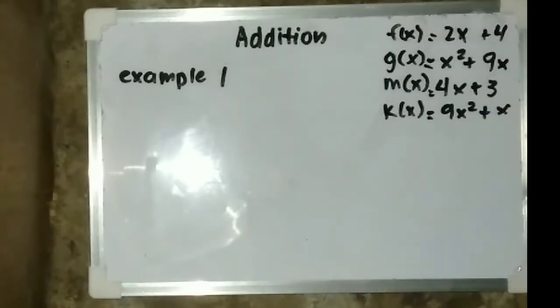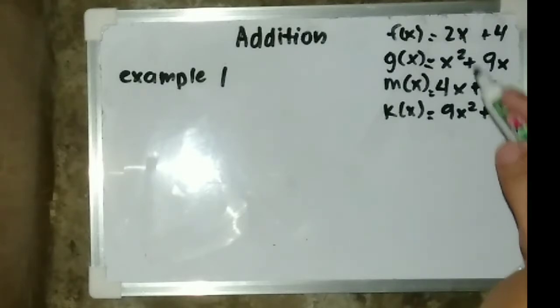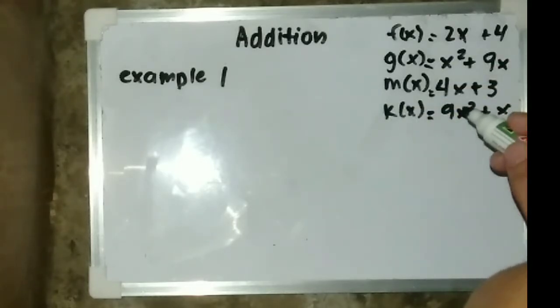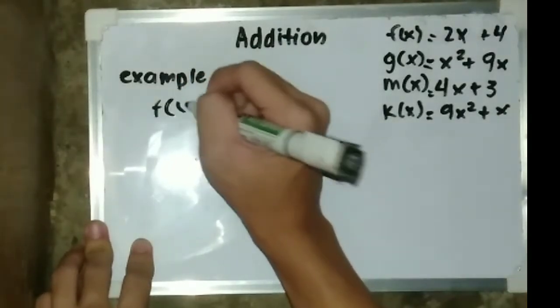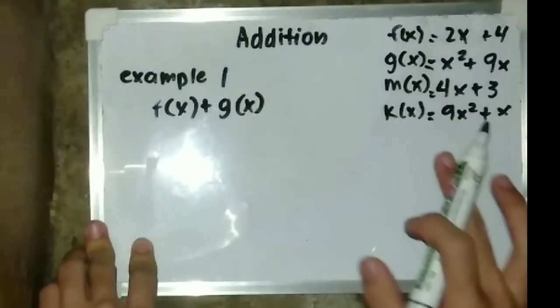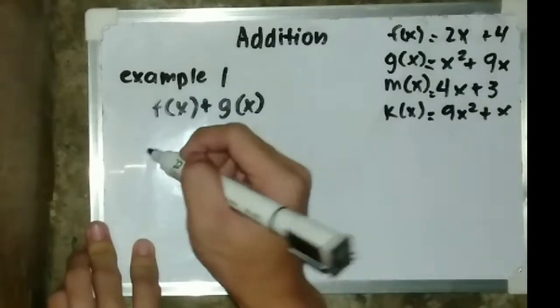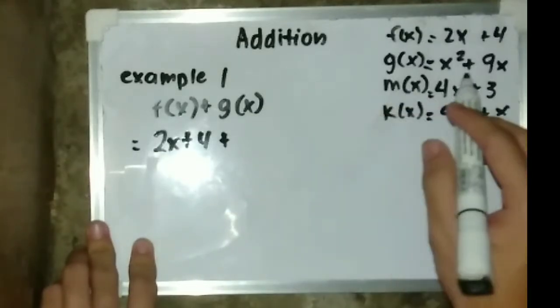So for our example number 1 in addition of functions, we have the given here, which is f of x is equal to 2x plus 4, g of x is equal to x squared plus 9x, m of x is equal to 4x plus 3, and k of x is equal to 9x squared plus x. So, ang example number 1 po natin is f of x plus g of x. So, since may given na po tayo dito sa itaas, kailangan na lang po natin siyang i-substitute. f of x is equal to 2x plus 4 plus g of x is equal to x squared plus 9x.